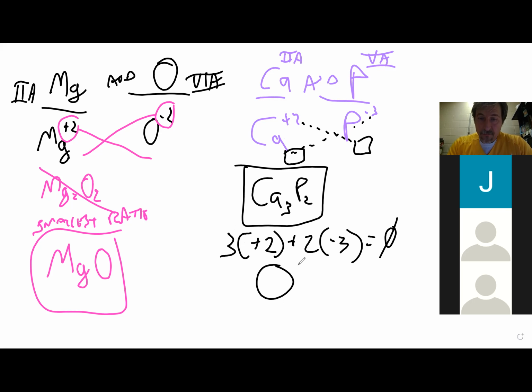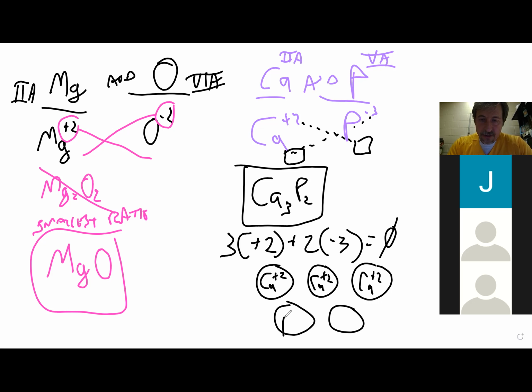Which means this ionic compound has a total of five ions. Three plus twos. And two minus threes. It's huge. Okay, if that's all there was to ionic compounds, that would be pretty straightforward and easy and good.